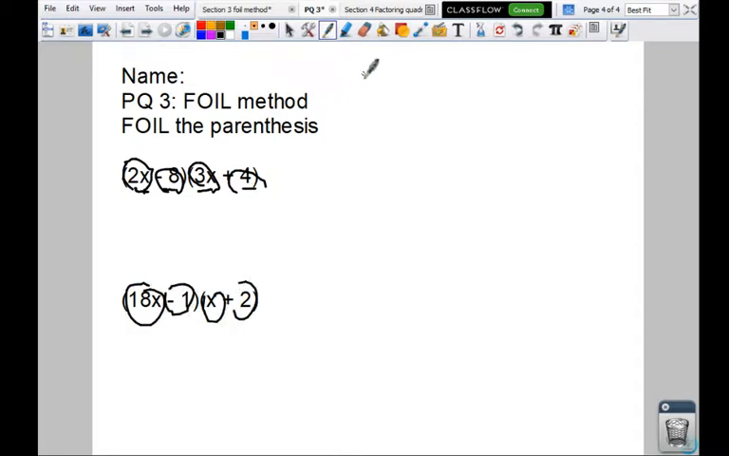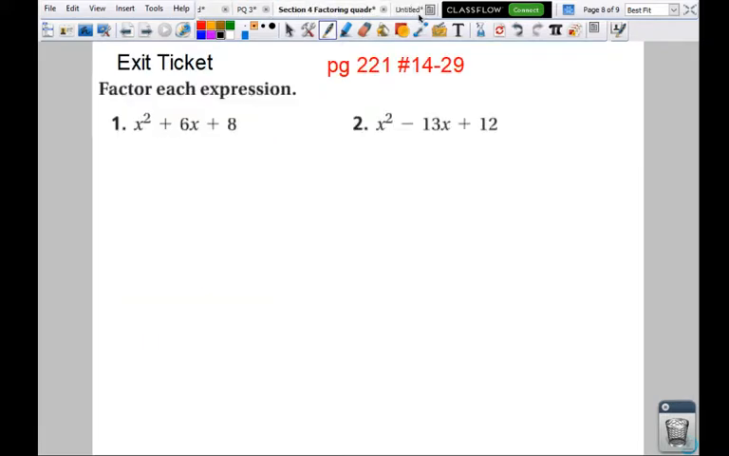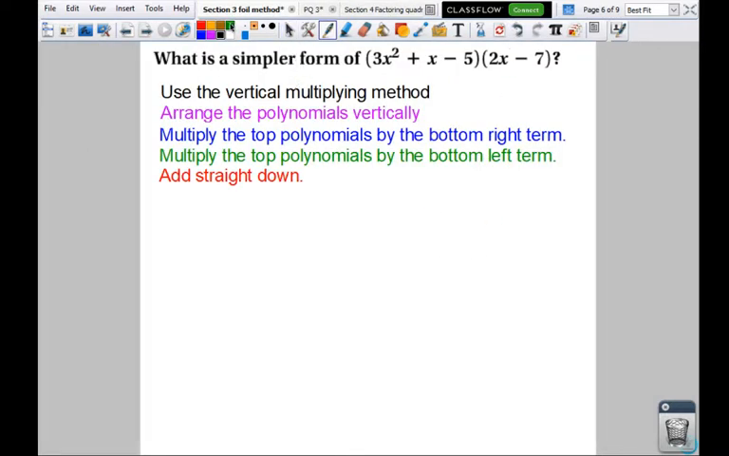Two things inside parentheses. Today, the stuff we're going to look at has more than two things. So we're going to multiply 3x squared plus x minus 5 times 2x minus 7. So this is too big to foil. We can only foil when we have 2 and 2. This one has 2, but this one has 3, so I can't foil.